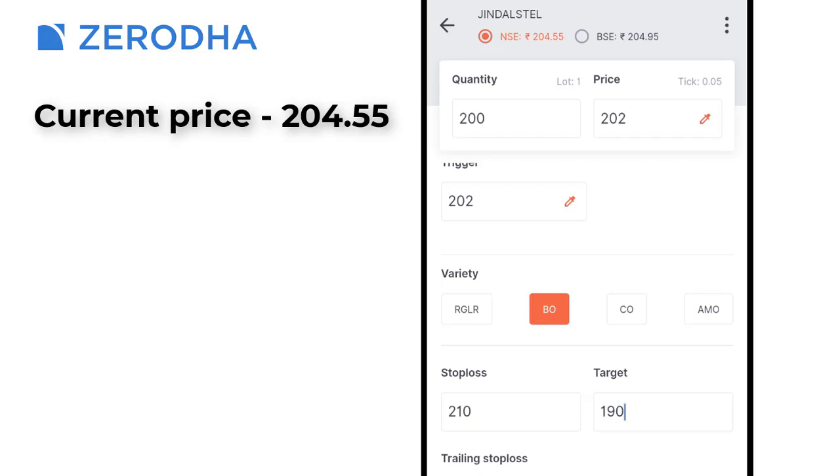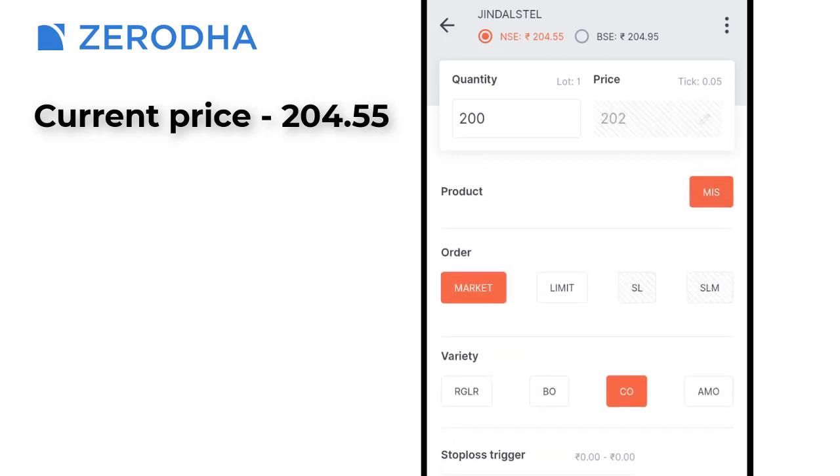Next, we have to look at the cover order. Cover order is really easy to understand. If you know how a bracket order works, then you can understand a cover order very easily, because a cover order doesn't take profit, it only has a compulsory stop loss. On a cover order you cannot use the stop loss and stop loss market order, you only use the limit order.